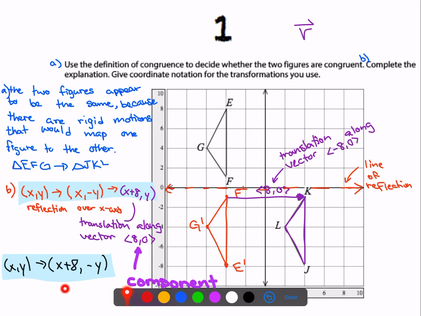Now, you guys may have a different route to get here, but if you combine everything together, it should be that same final answer as me. So everyone should end up with xy turns to x plus 8, negative y.